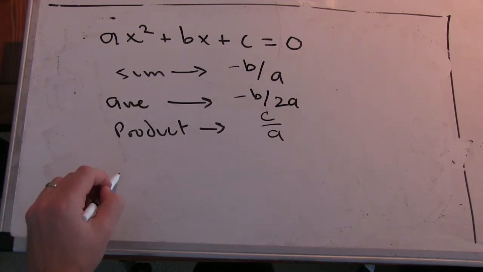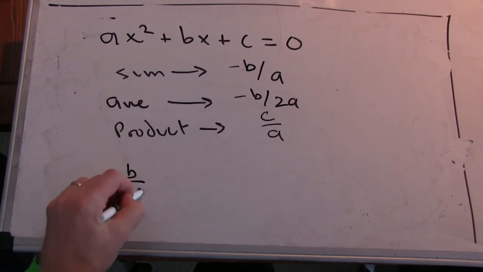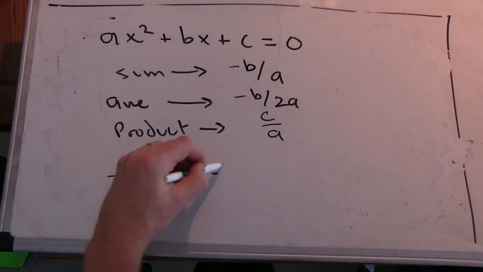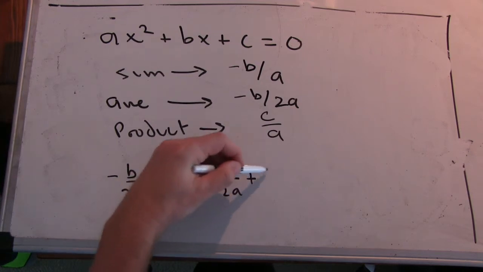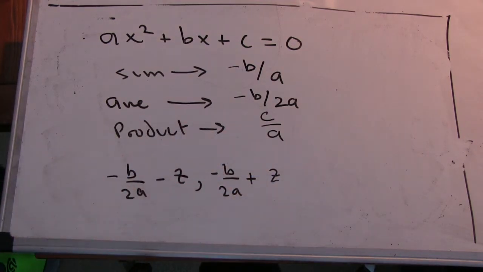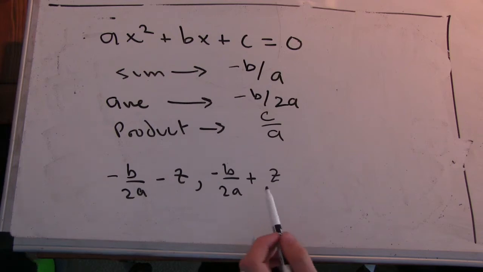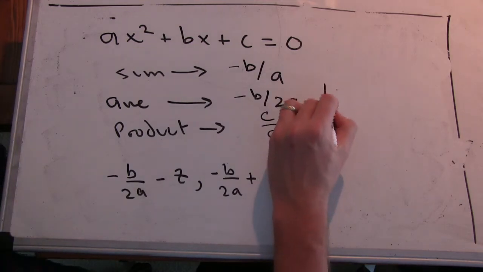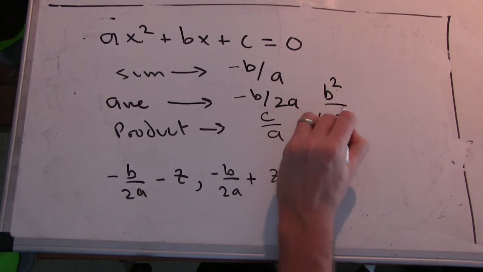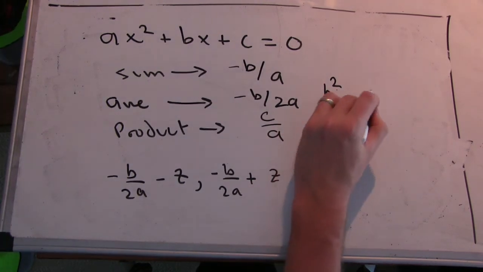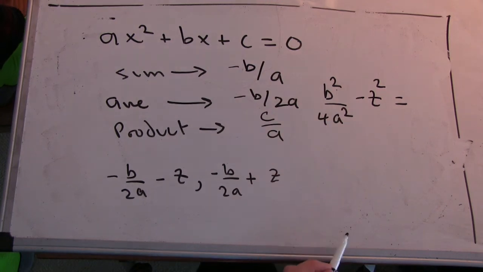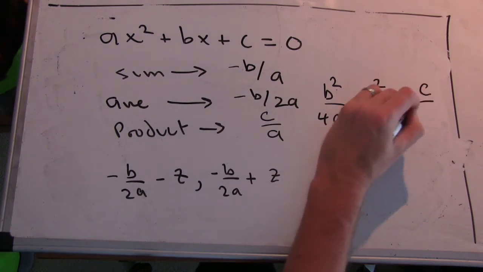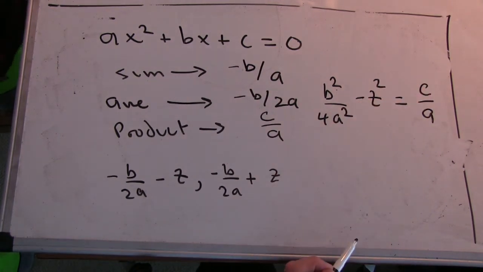Okay, so our roots are negative b over 2a minus z and negative b over 2a plus z. And these multiply to be c over a. And what do they multiply to be when I do that multiplication? It's b over 2a squared, so that's b squared over 4a squared, and then minus z squared, equals c over a. Okay, so I guess we can do the same trick.